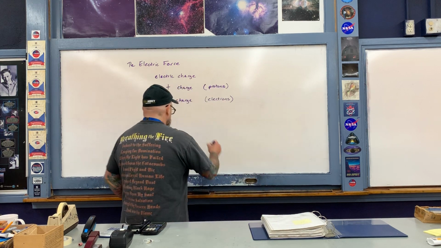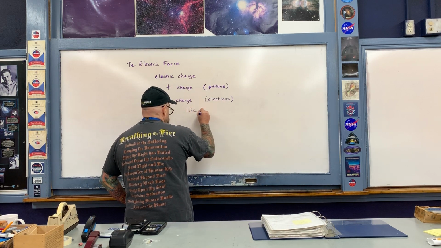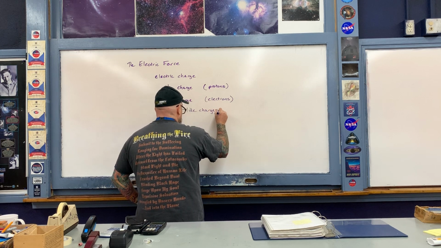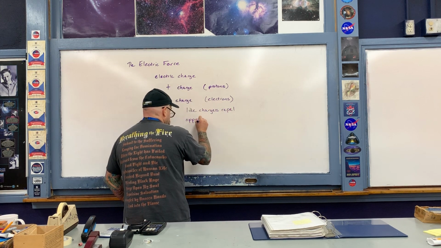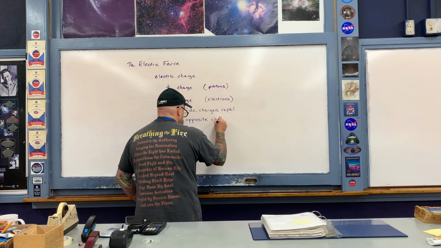Okay, and then the electric force itself manifests itself two different ways. That is, first of all, there's a force of electrostatic repulsion, that is, like charges repel, and a force of electrostatic attraction. That's where you have opposite charges attract. So, like charges repel, and opposite charges attract.